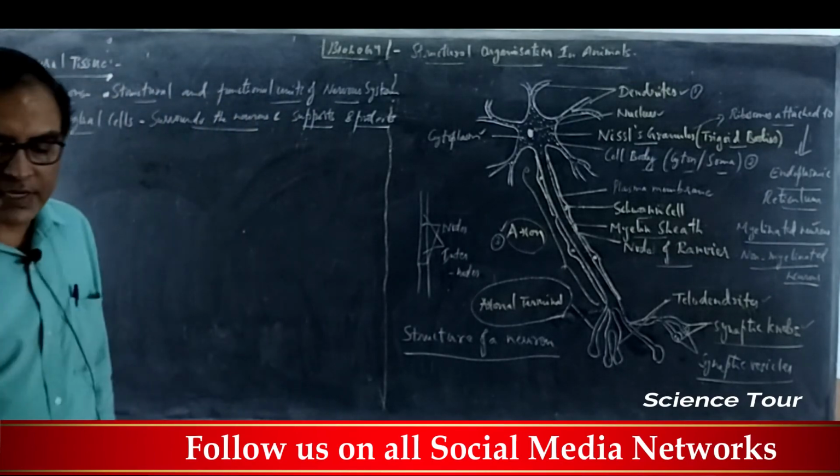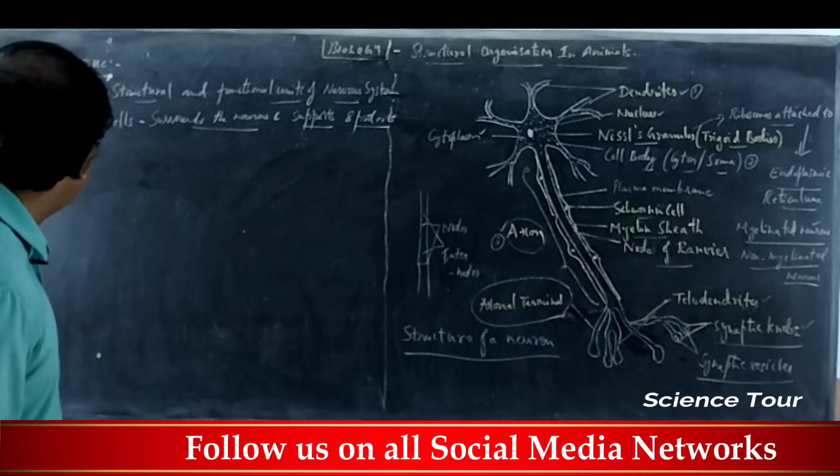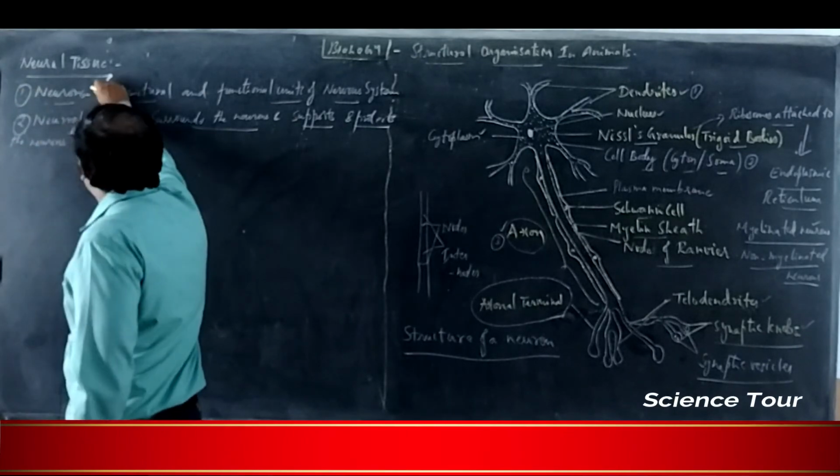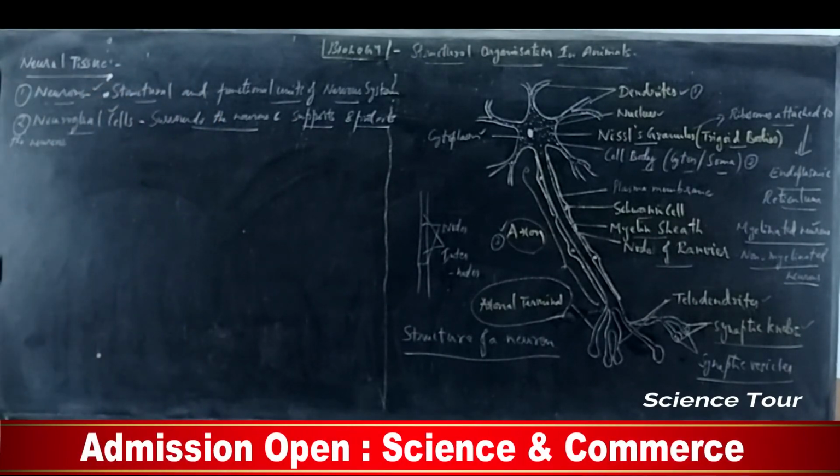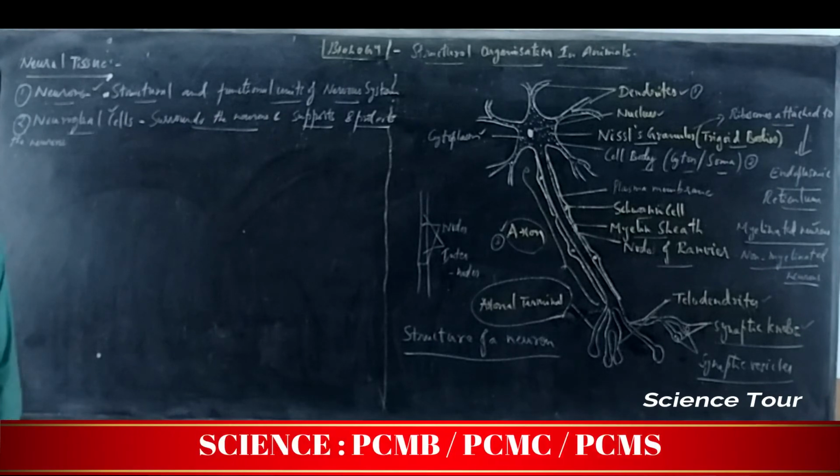So nervous system has got two components. One is the neurons, another one is the neuroglial cells. Neurons are the structural and functional units of nervous system, whereas the neuroglial cells surround the neurons and support and protect these neurons.